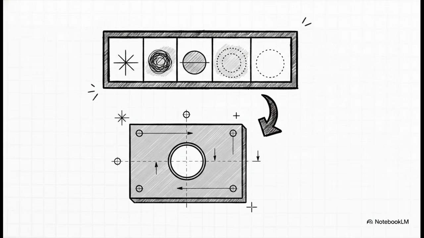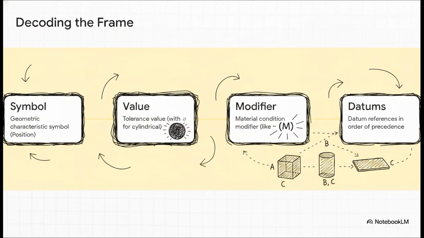All right, so how do these 3 elements actually come together on a blueprint? You're going to see a rectangular box called a feature control frame, or FCF, pointing right to your feature. If you want to master location tolerances, you have to know how to decode this box fluently. Let's walk through the exact readout sequence step by step. First up in the box, you have the geometric characteristic symbol. In our case, the crosshairs for position.